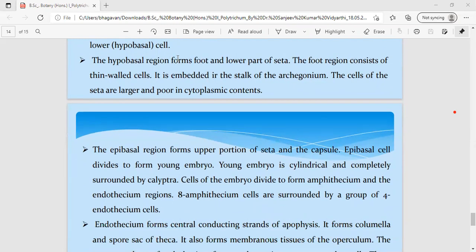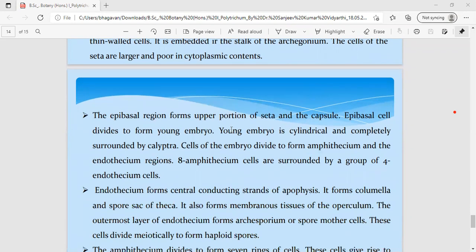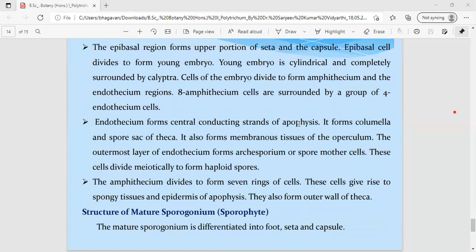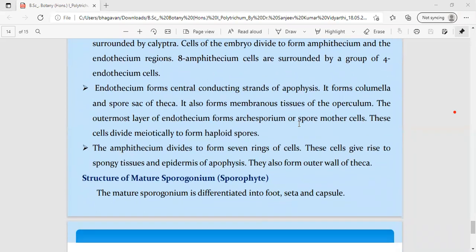The foot is the lowermost part of the sporophyte, by which it is attached to the female gametophytic tissue. Above the foot we can see a long seta, useful for conducting food material from the gametophytic tissue. And above the seta there is a conspicuous, well-developed third region, which is called the capsule. So here we are going to start with the study of the sporophyte.